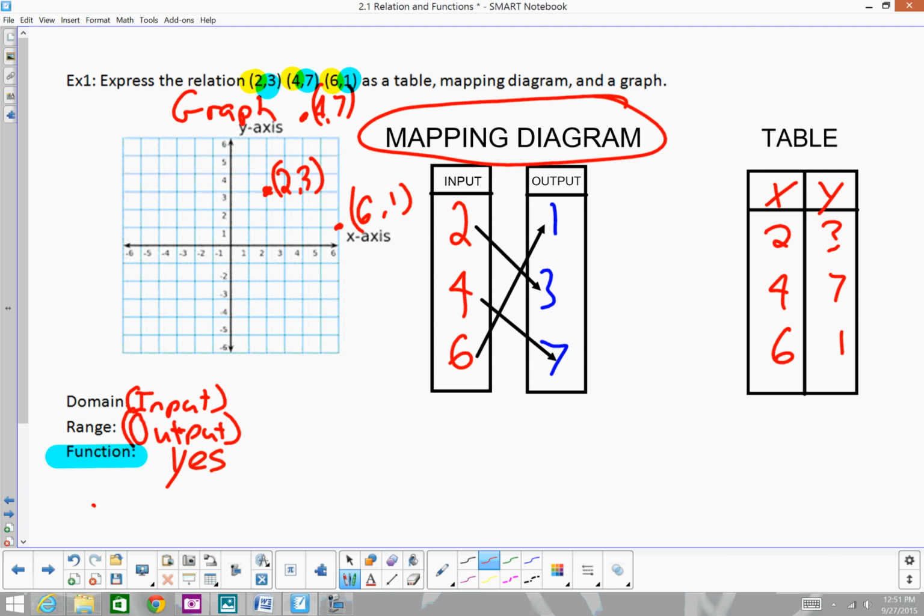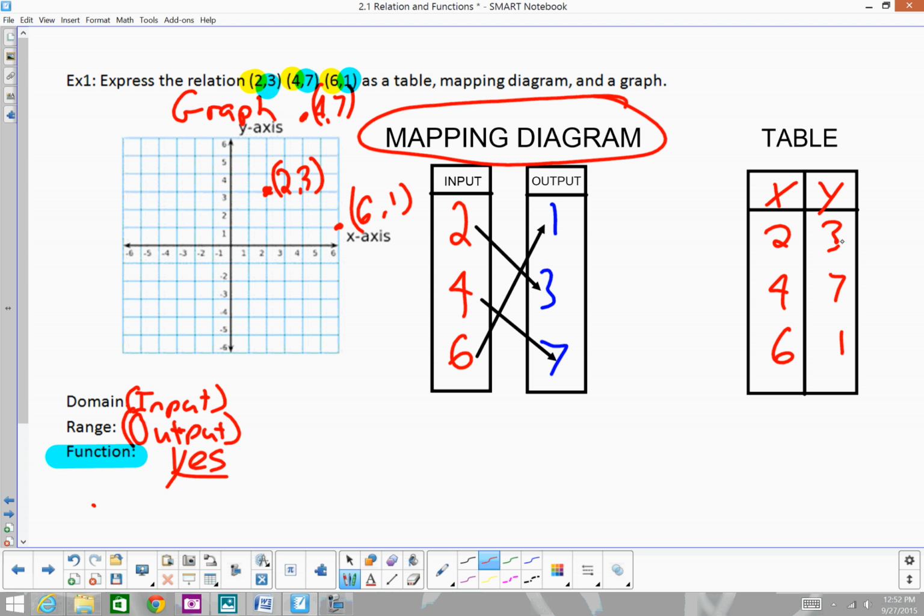Now, the easiest way to look at a mapping diagram and display if this is a function or not is the same. Look at your input values. Are there any input values that have double arrows coming out of it? Meaning, does your x value repeat with any other output? So 2 only goes to 3, 4 only goes to 7, 6 only goes to 1. So in that case, only one arrow goes to each, and yes, that indicates it's a function.